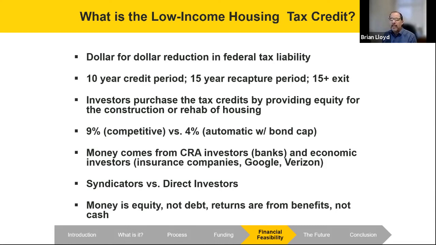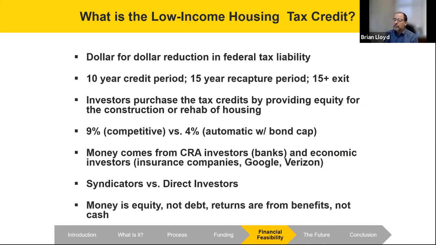So the investor gets a benefit stream for 10 years, but they have to make sure the housing remains affordable, or they risk recapture. In other words, the IRS can take benefits back from the investor for a 15-year period. So generally, investors are in it for 15 years, and then they exit the partnership.